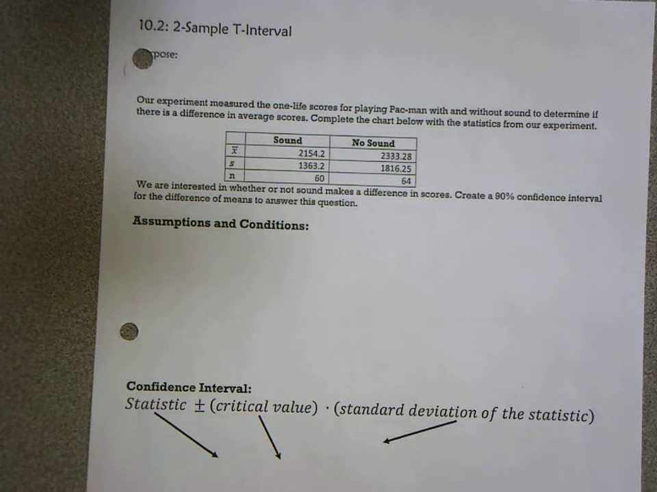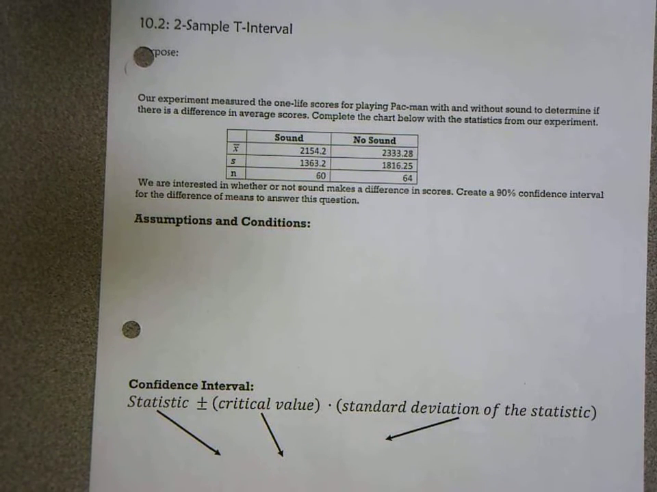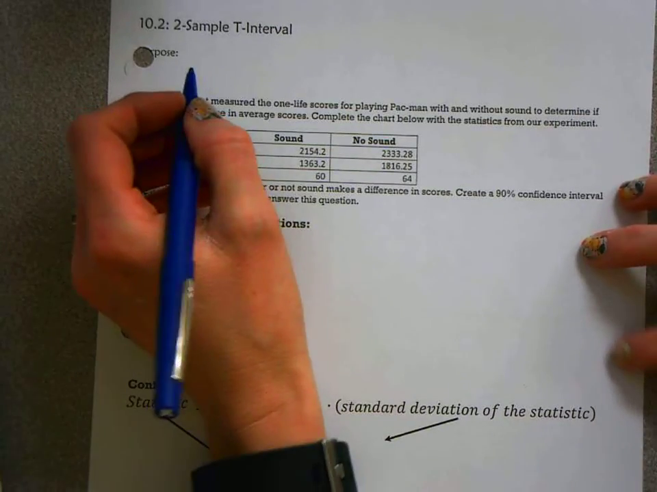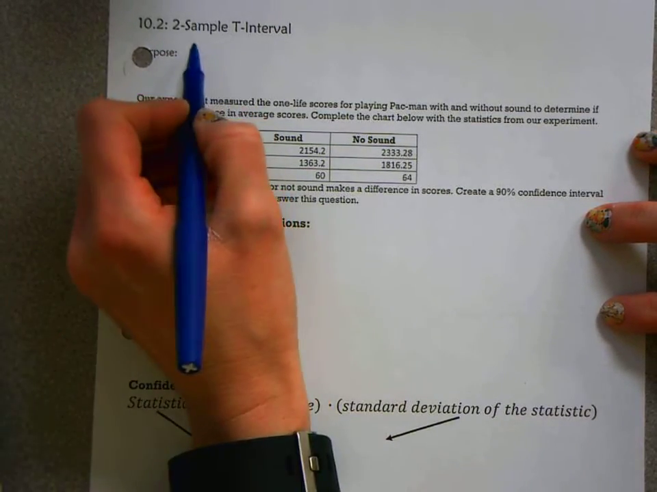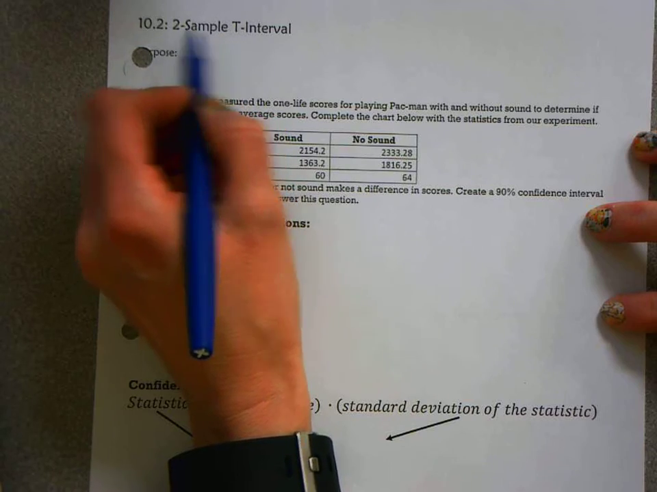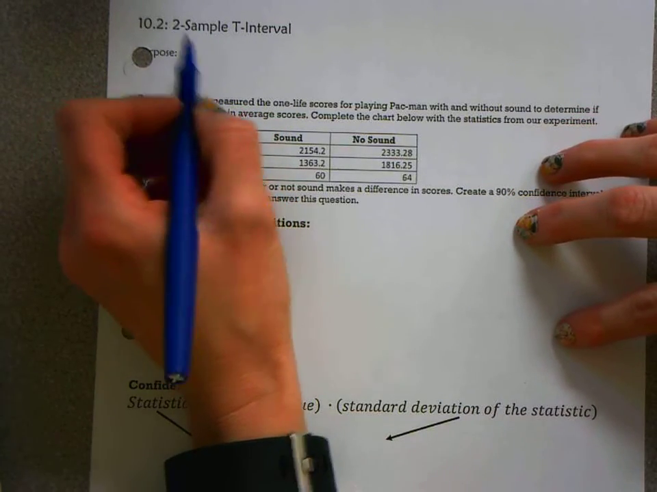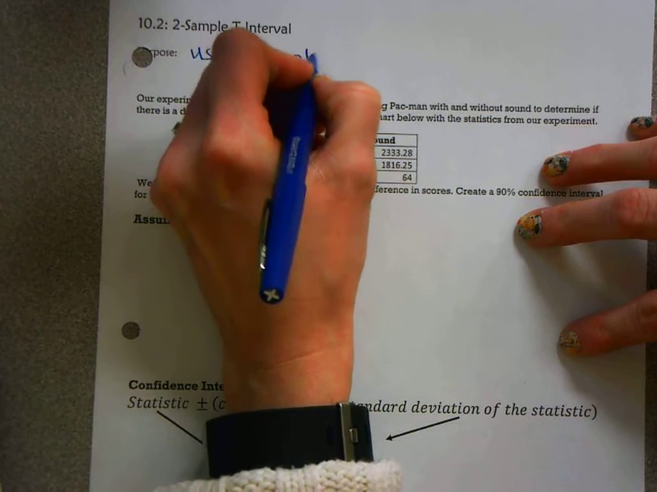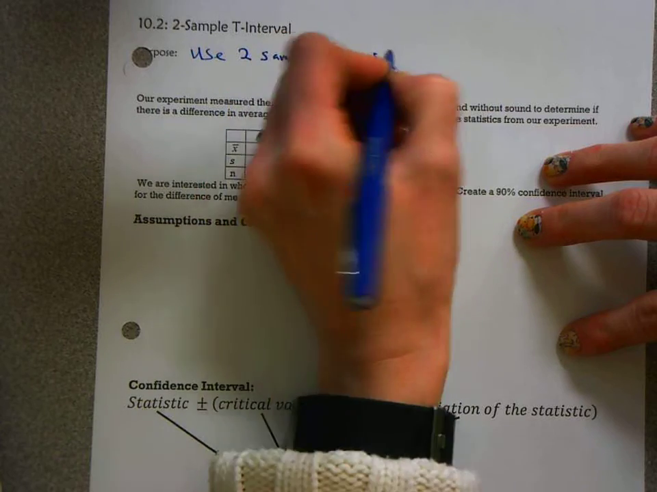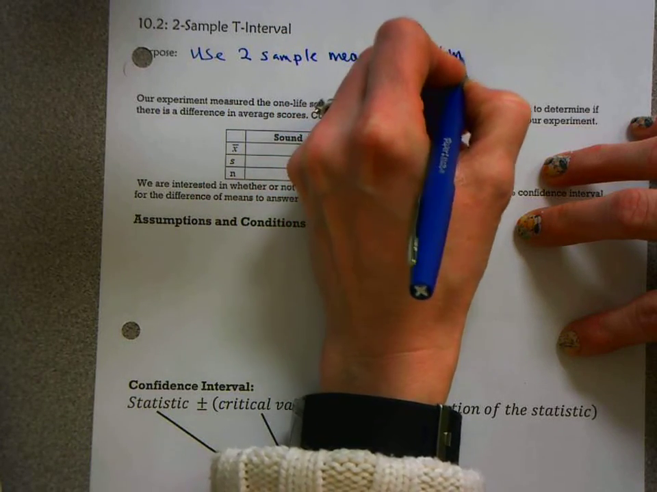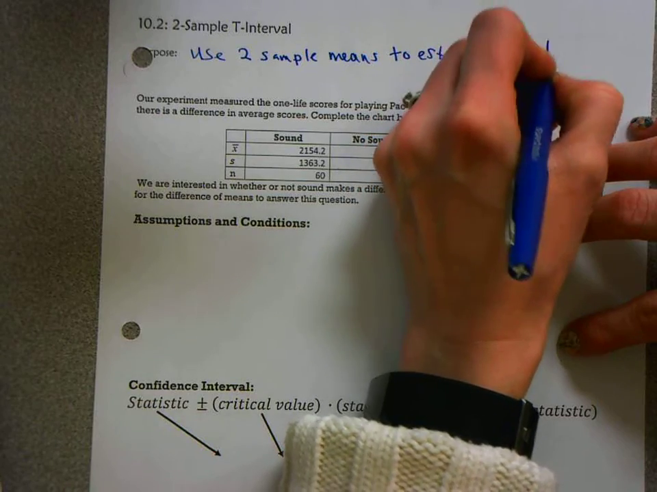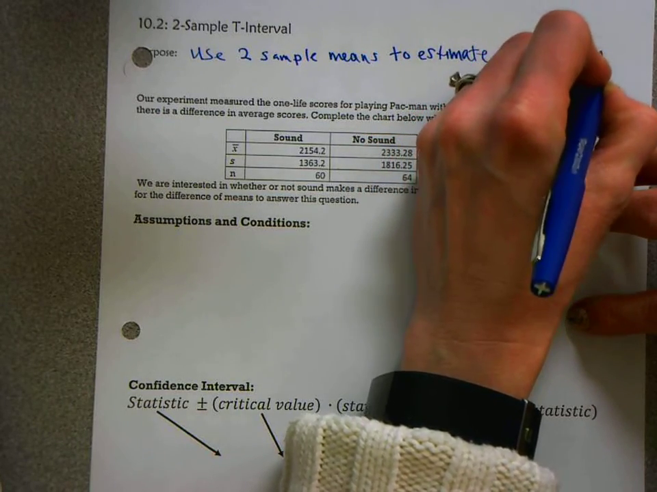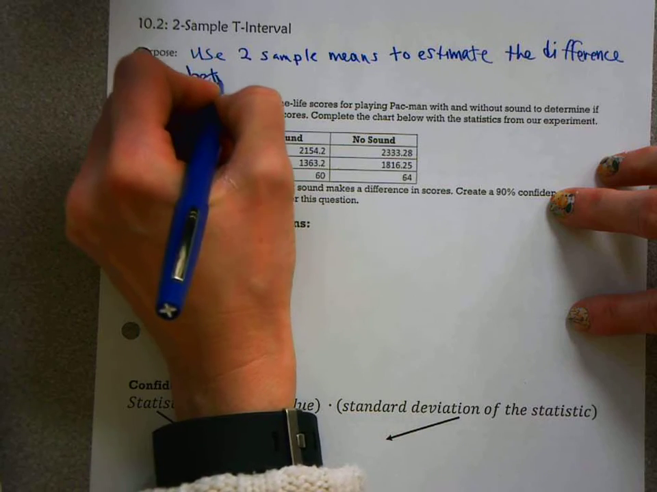All right, so what is the purpose of a 2 sample t interval? Well, we've already done a 2 proportion z interval, so it's going to have the same purpose. It's just going to be about means instead of proportions. I don't know why the title is a 2 sample and not a 2 mean, but that's just the way they call it. So it's going to be to use 2 sample means to estimate the difference between 2 population means.